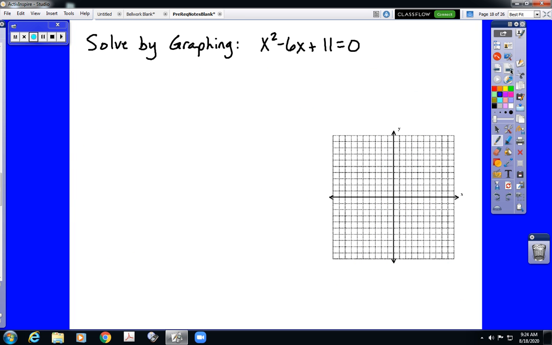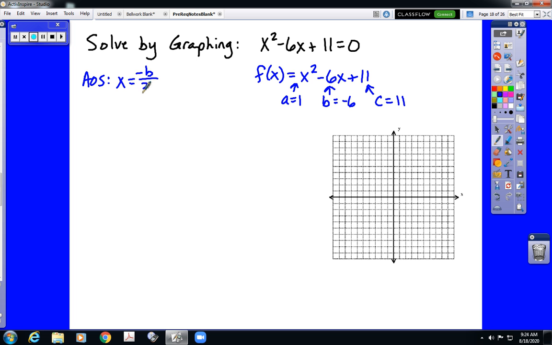Let's do another one. So here's another equation. We're supposed to solve this by graphing. So again, we're going to be graphing f of x equals x squared minus 6x plus 11. We're going to go a little bit faster this time. Again, a is in front, that's 1. B is in front of the x, that's negative 6. And c is the number, that's 11. Axis of symmetry is the line x equals negative b over 2a. That would be positive 6 over 2 times 1, or an axis of symmetry of x equals 3.